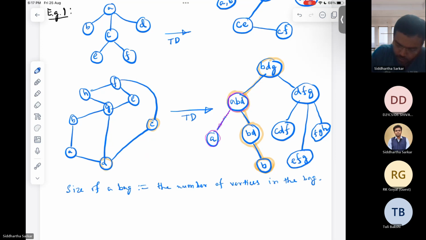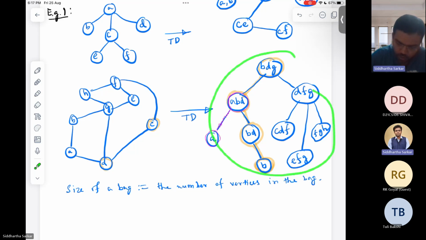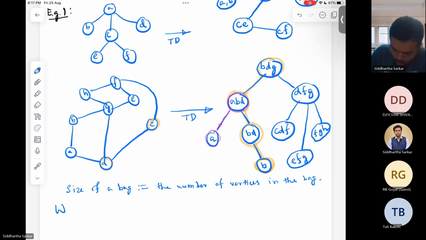For example, this bag has size 2, this bag has size 3, this bag has size 1, because there's only one vertex here, two vertices here, three vertices here. Okay, fine. So now the width of a tree decomposition is nothing but the maximum bag size minus 1.